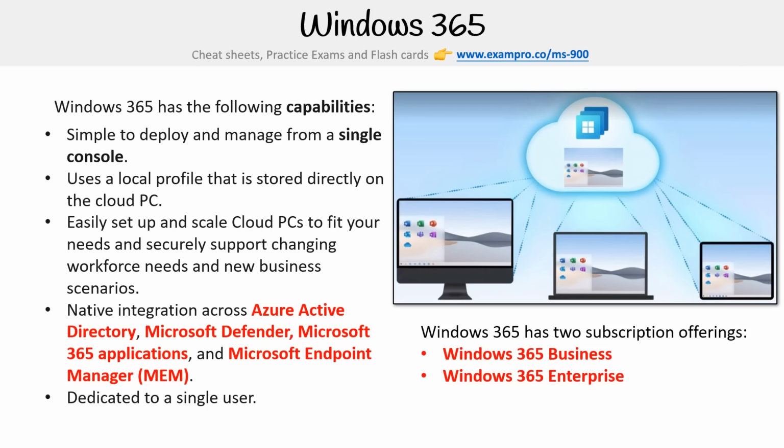Windows 365 is available in two subscription offerings. Windows 365 Business, which is made specifically for smaller organizations of up to 300 seats who want ready-to-use cloud PCs with simple management options. Windows 365 Enterprise is for larger organizations who want unlimited seats for creating cloud PCs. So that's Windows 365.